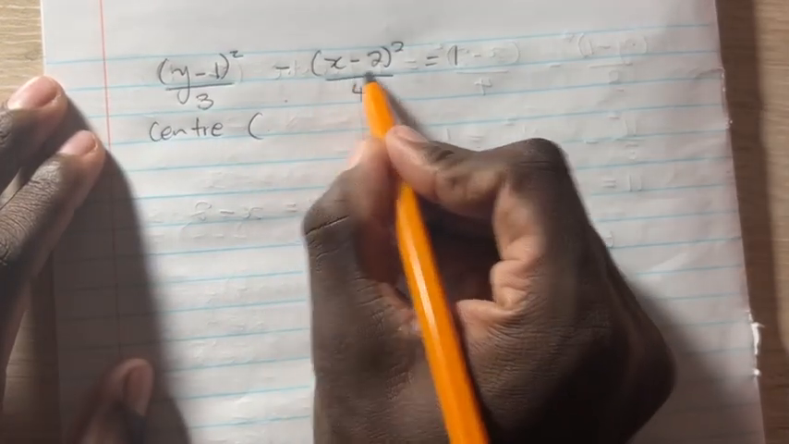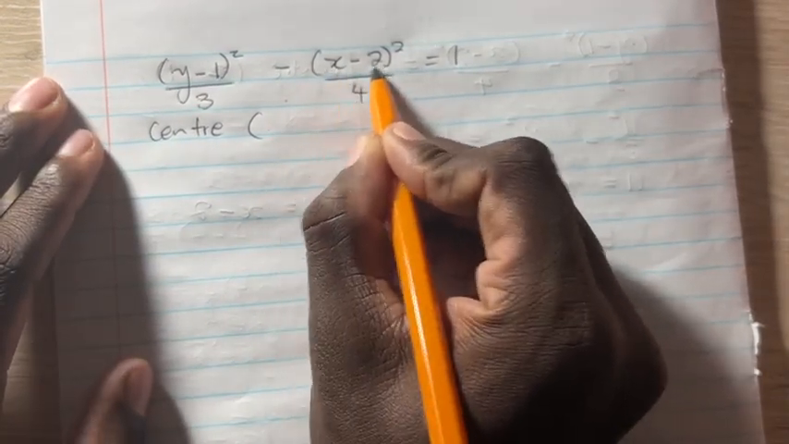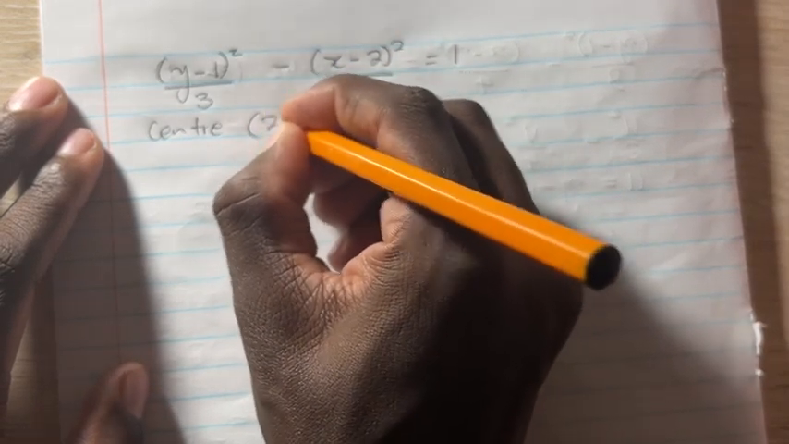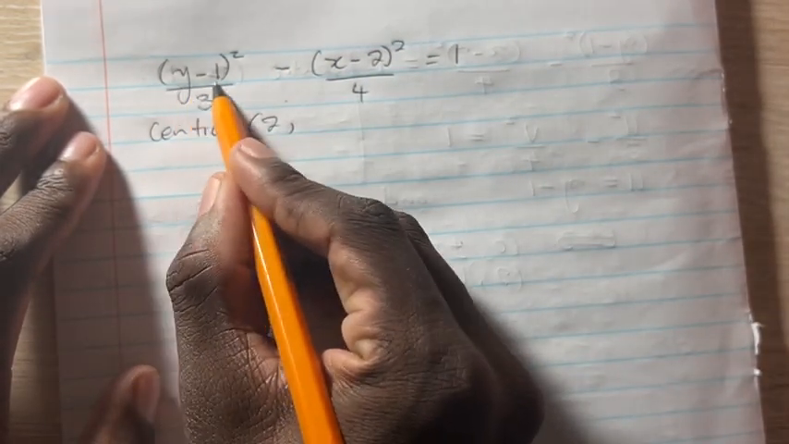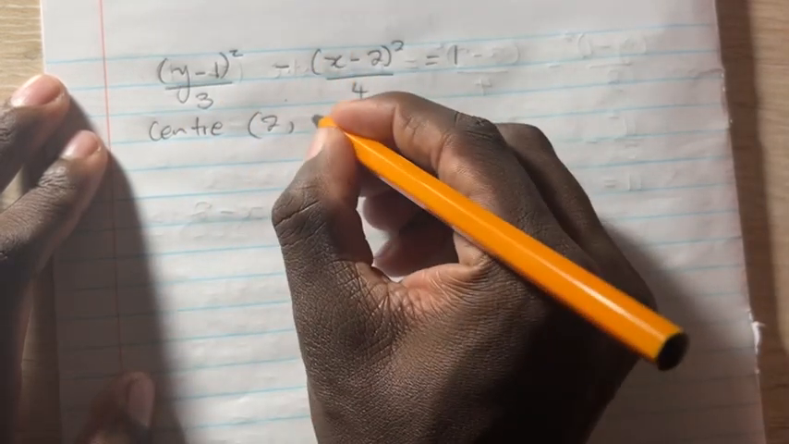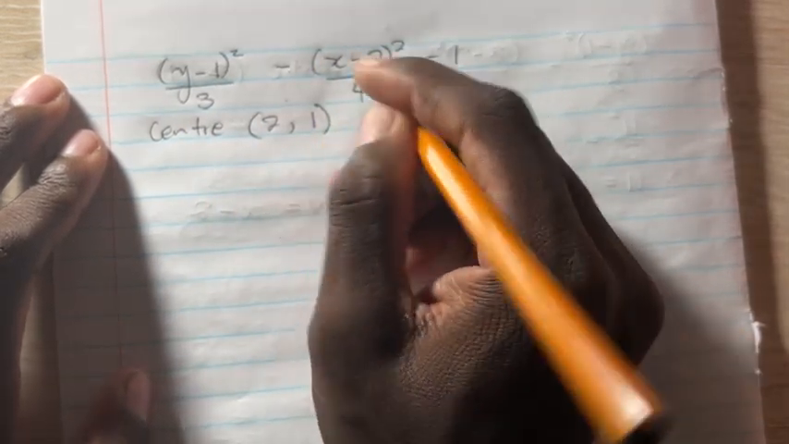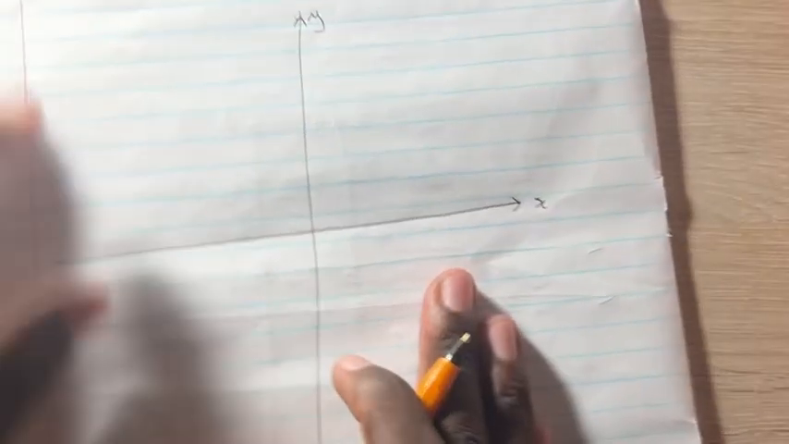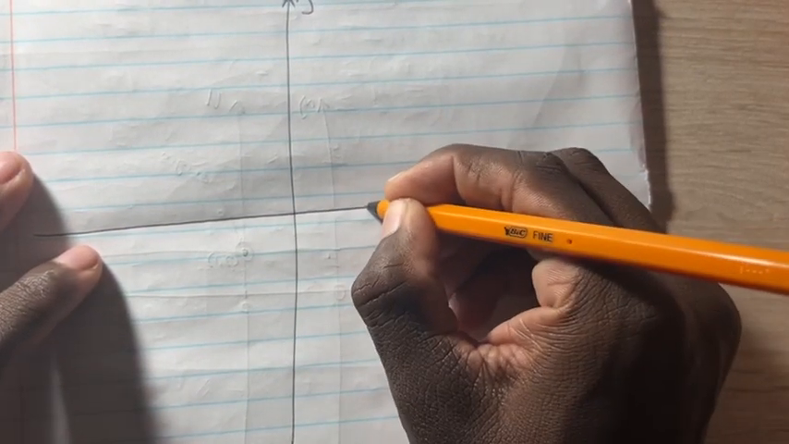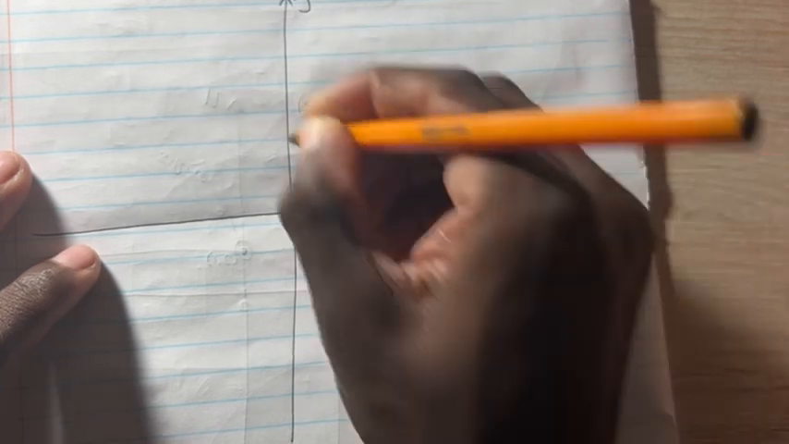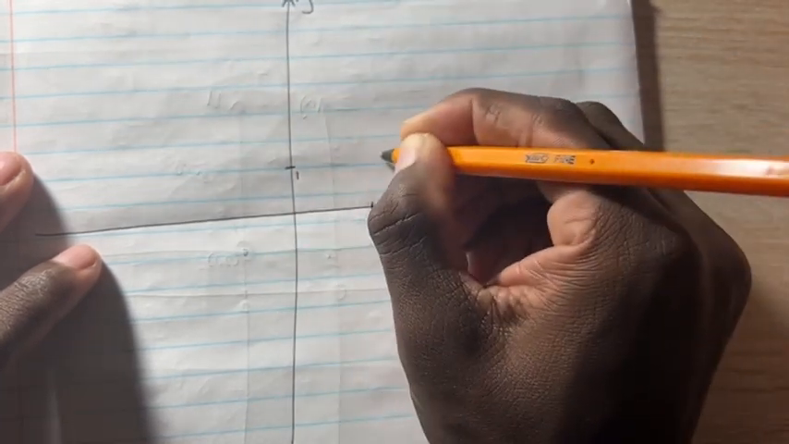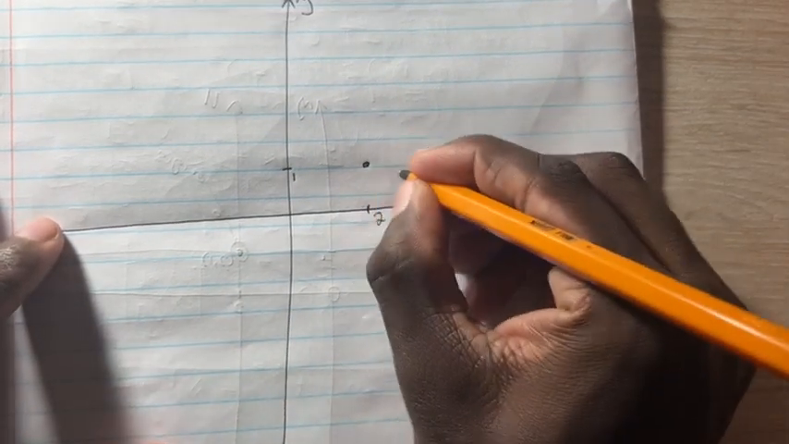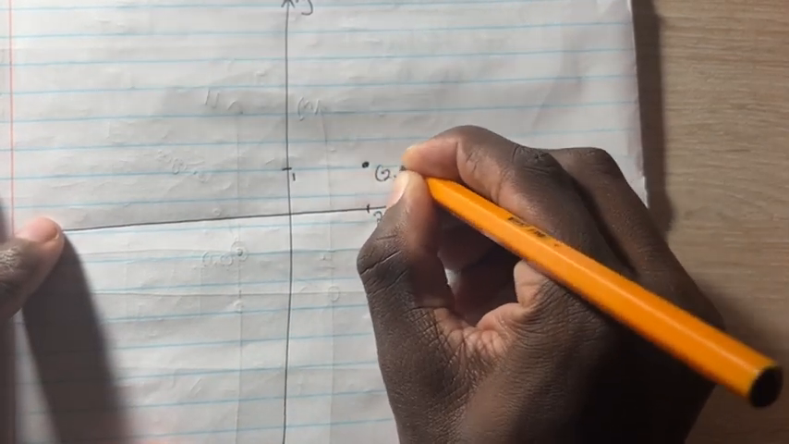The center is going to be, if you let this equal to 0, you'd get x is 2. If you let this equal to 0, you get y is 1. So that's your center, 2 and 1. That's 2 on this side, 1 on this side, some point close to that. That's our center, 2 and 1.